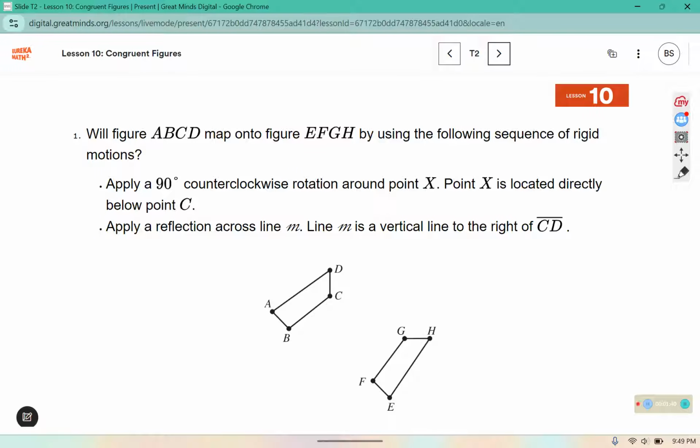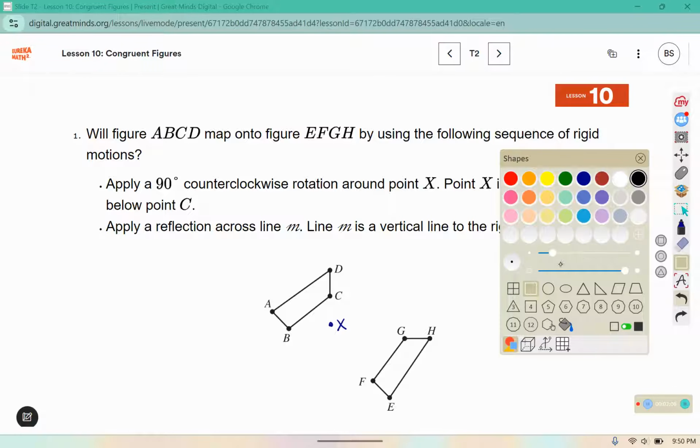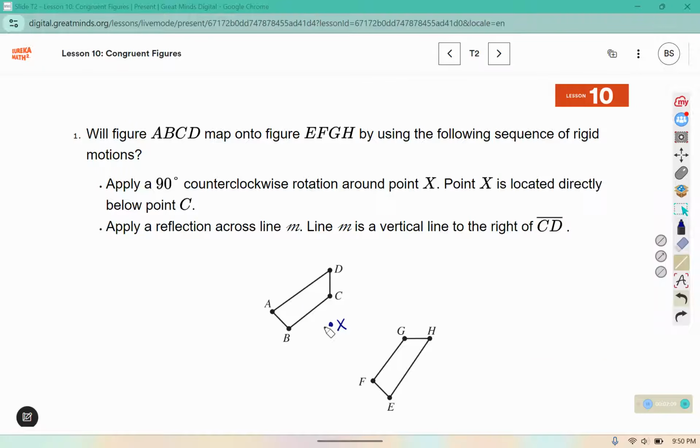1. Will figure A, B, C, D map onto figure E, F, G, H by using the following sequence of rigid motions? First, apply a 90-degree counterclockwise rotation around point X. Point X is located directly below point C. To perform a rotation, you need a straight line going through your center of rotation, and then you also need to use your protractor to create a mark at the desired angle, which in this case is 90.